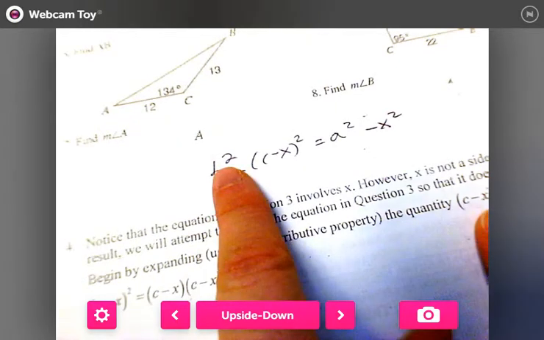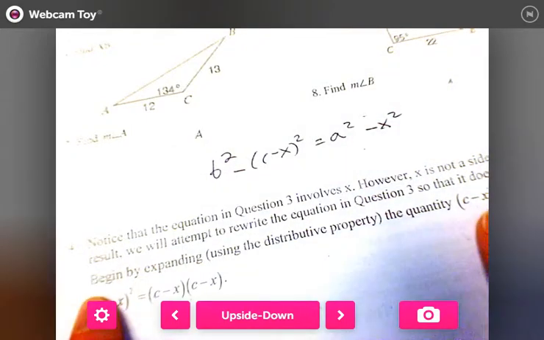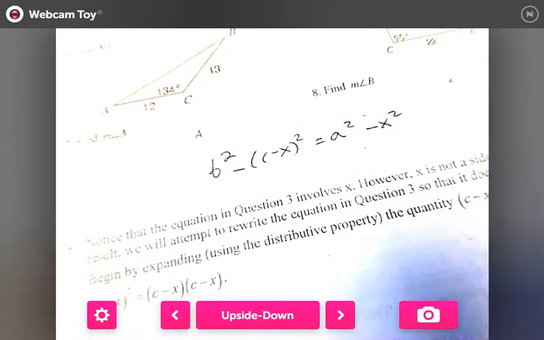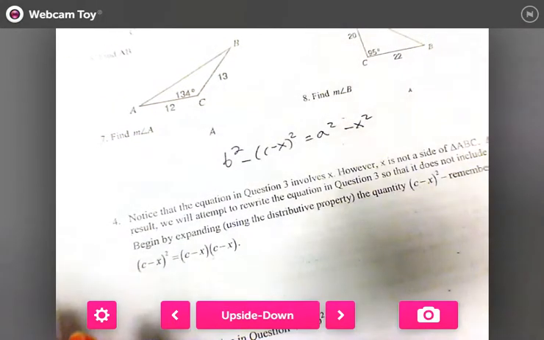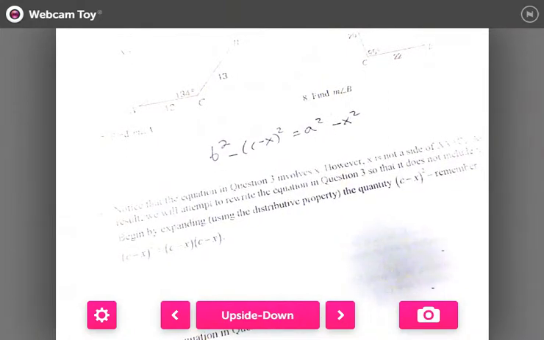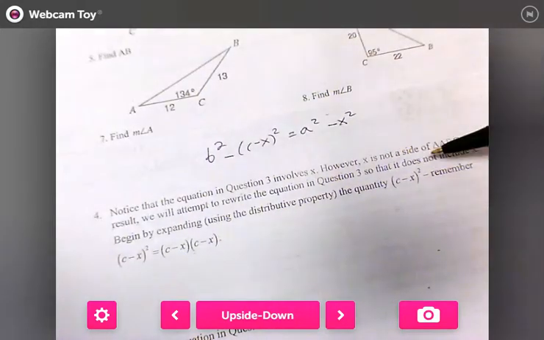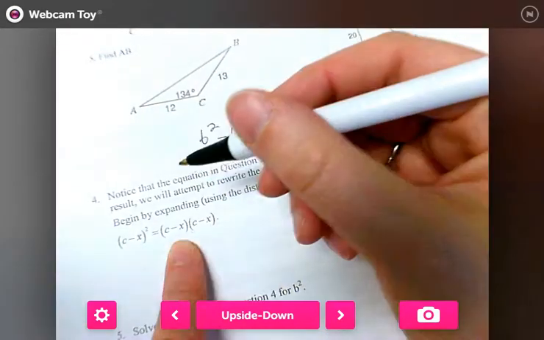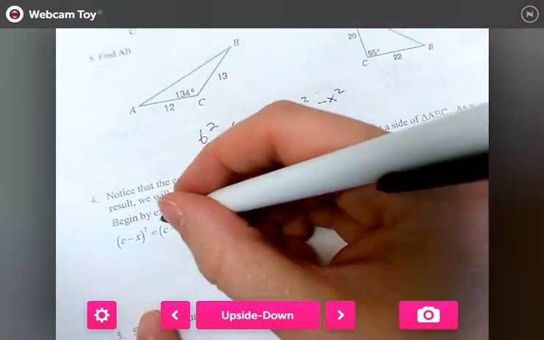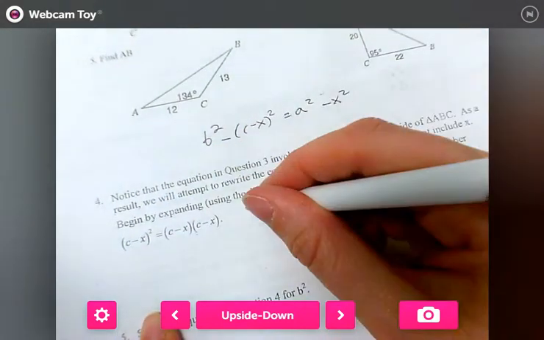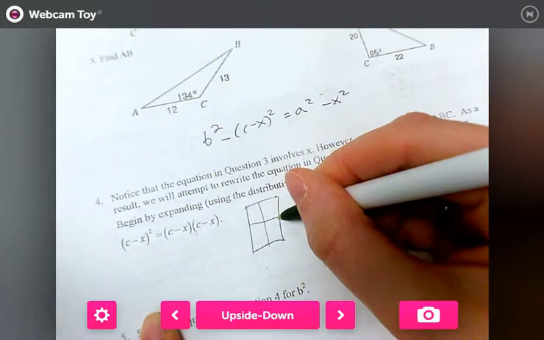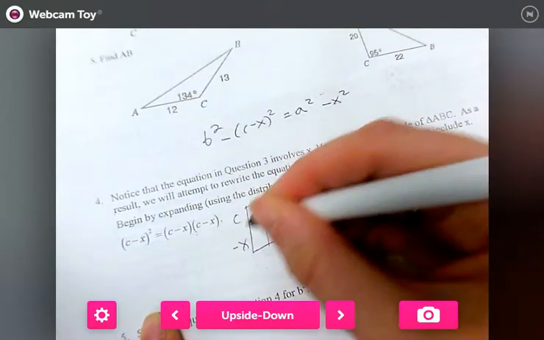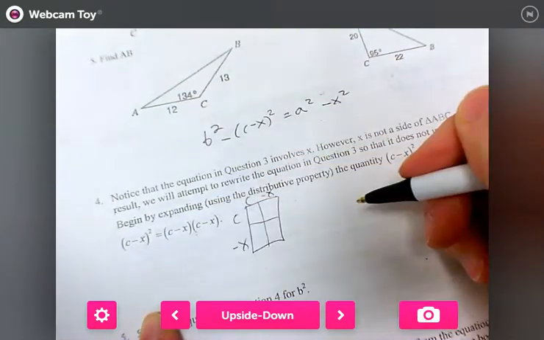I wrote this at the very top and then I'm reading number 4. Okay. You with me? Okay. We're going to expand this, c minus x squared, okay? So the first thing we're going to do is we're going to multiply this out. Do you guys remember? I like to do it this way. C, negative x, and use the box.